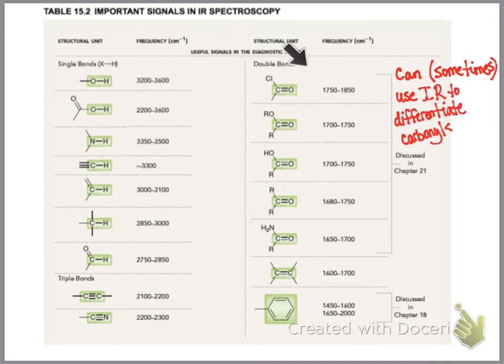Just a note. These are all carbonyls, and depending on how good your IR is and how good your chart is, you can often tell the difference between an ester versus a carboxylic acid versus an aldehyde or a ketone based on where the IR stretch comes. You can't always do that, but sometimes you can.